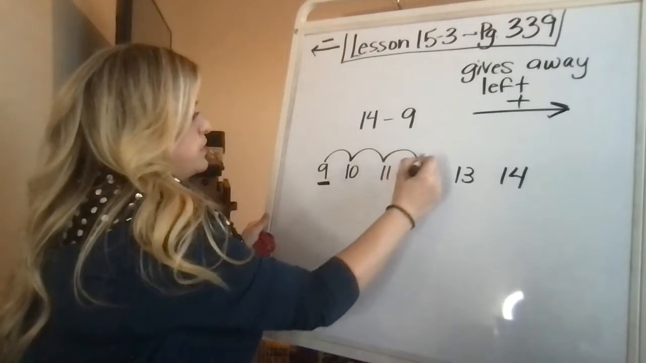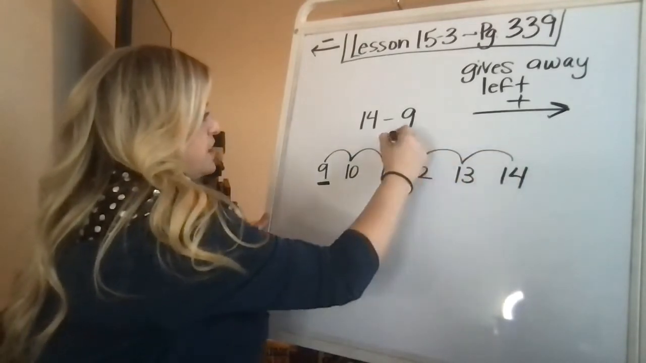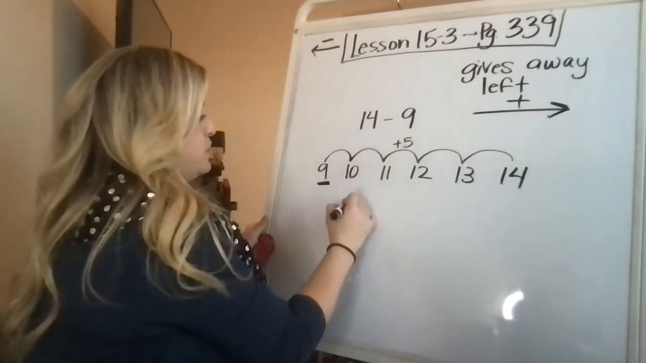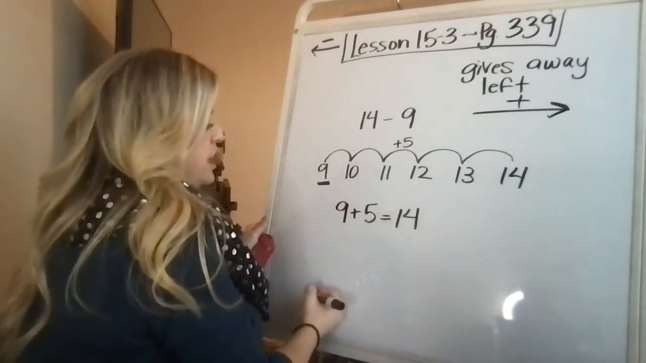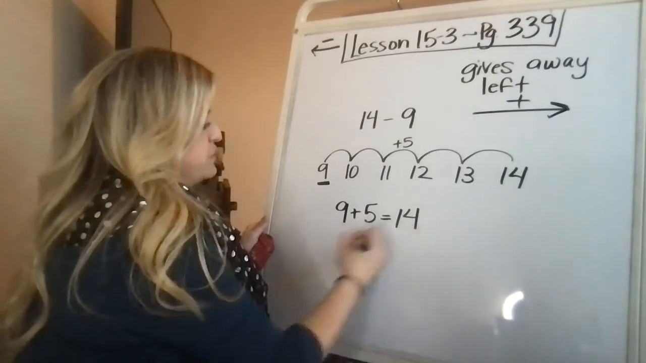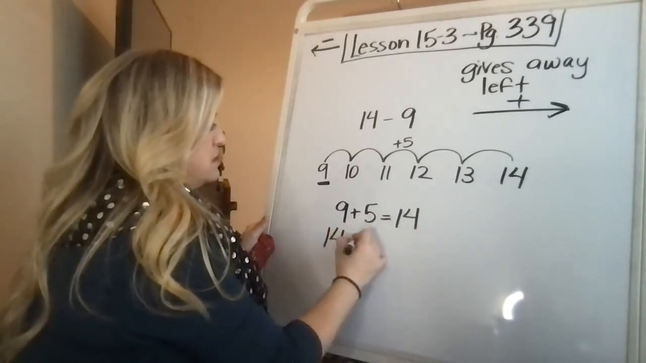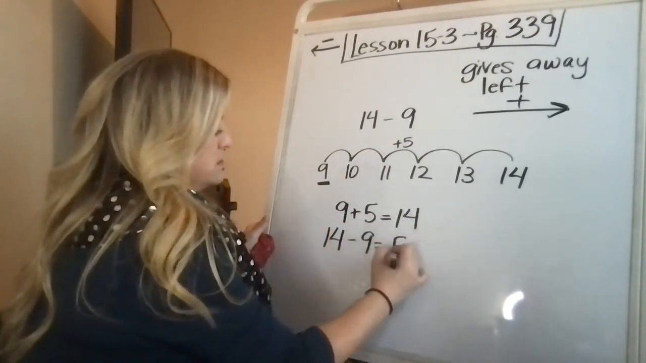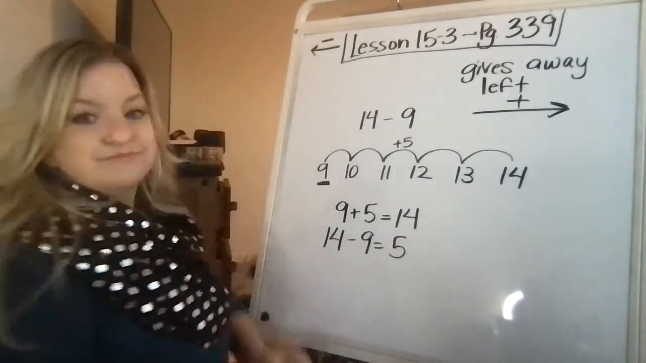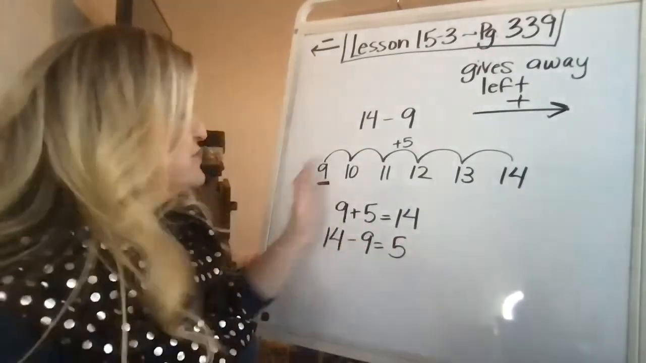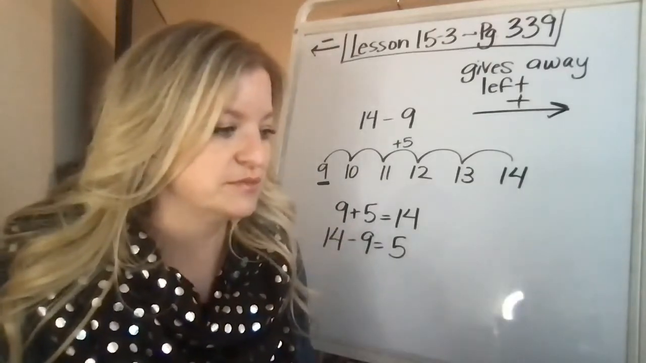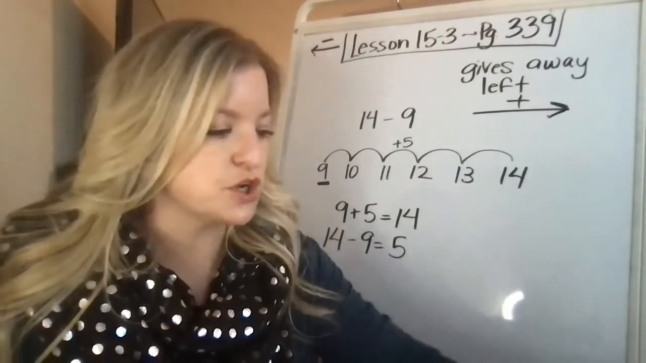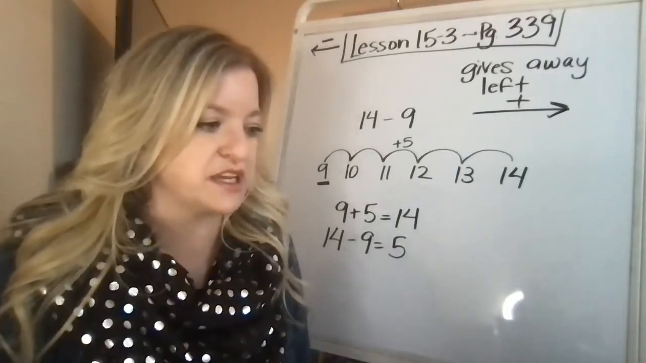1, 2, 3, 4, 5. I did plus 5. So now I know 9 plus 5 equals 14. And because I know 9 plus 5 equals 14, I know 14 minus 9 equals 5. Pretty cool, right? I used addition to help me subtract. Awesome. Okay, so the next 2 pages are practice pages, and you're going to practice making 10 to subtract.